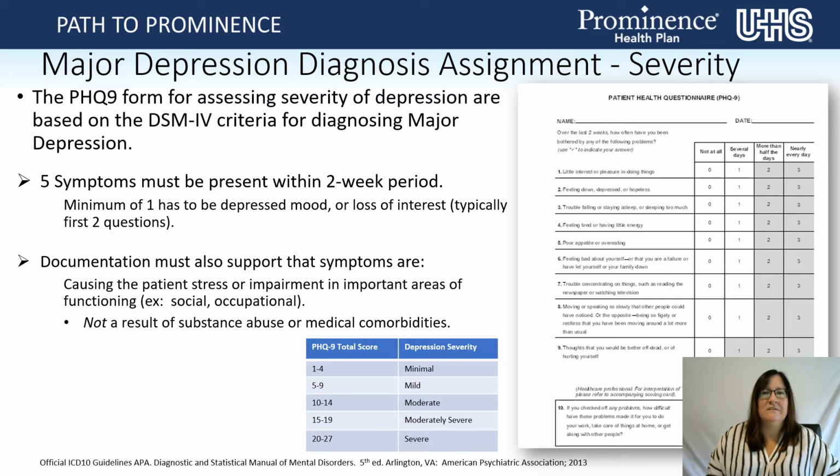Specific to the depression severity in the PHQ-9 scoring, 1 to 4 would be minimal, 5 to 9 would be mild, 10 to 14 would be moderate, 15 to 19 would be moderately severe, and 20 to 27 would be severe.